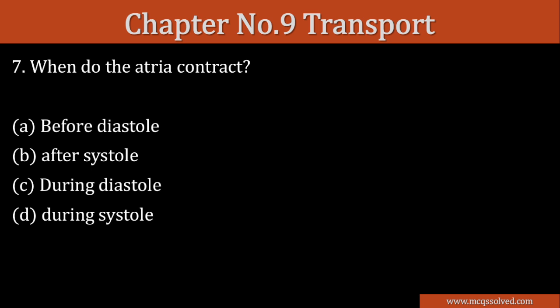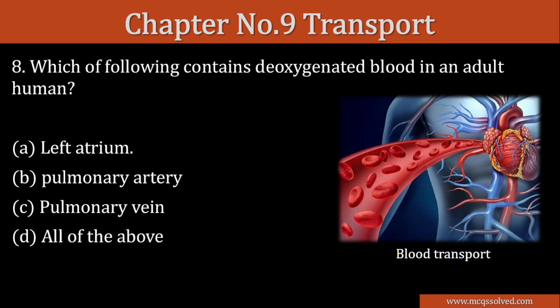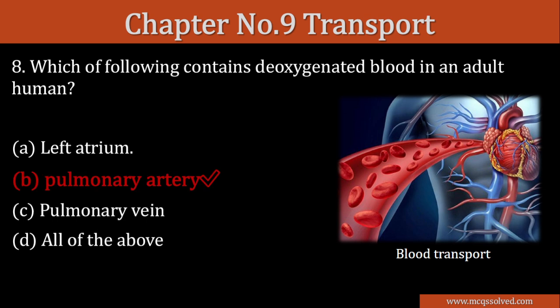When do the atria contract? The right option is during systole. Which of the following contains deoxygenated blood in adult human? The right option is pulmonary artery.